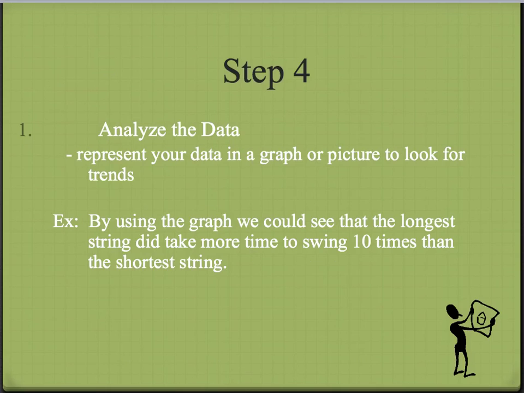Step 4, after you've gotten your data into a table, you want to analyze it. One of the best ways to do that is to represent it in a graph, sometimes in a picture. The idea of this is to look for trends. A trend is like a pattern. Sometimes a graph might steadily increase in the slope, or it might decrease. It might stay the same height all throughout. In looking at those trends, you'll be able to understand if there are any relationships taking place. So for example, with the length manipulation this week, by putting the information into a graph, people should have seen that it would take the longest string more time to swing 10 times back and forth than it would have for the shortest string to do that.